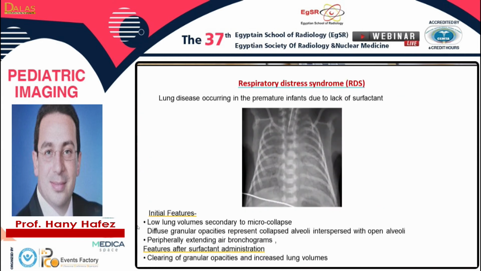Respiratory distress syndrome in premature infants is due to lack of surfactant. The initial features are low lung volume secondary to microatelectasis, diffuse granular opacities, and bilateral ground glass opacities due to collapsed alveoli. After surfactant administration, there is clearing of granular opacities and increase in lung volume.